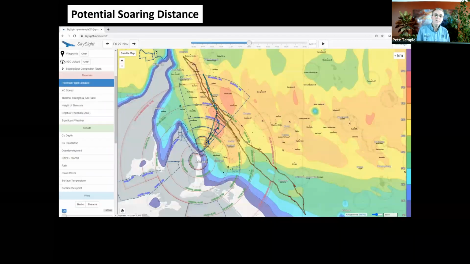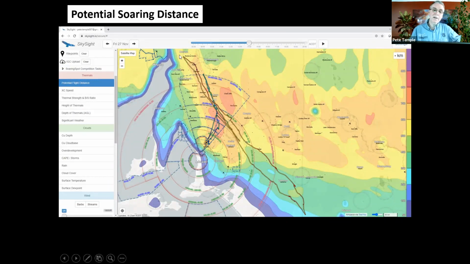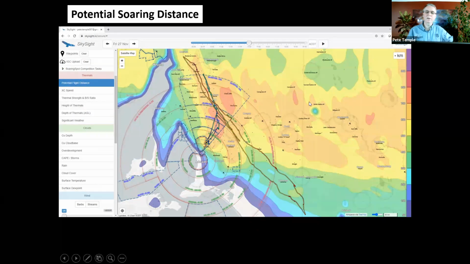One of the parameters is potential soaring distance. So this is for that same day, and this is the path that I actually flew. The scale on the right here is in kilometres, and it's colour coded. It shows the potential soaring distance for a typical glider, a typical pilot, how far they might expect to fly, which is showing about 800 kilometres or perhaps slightly less for that day.